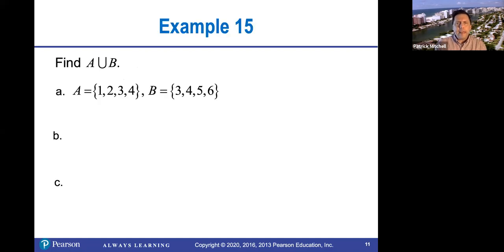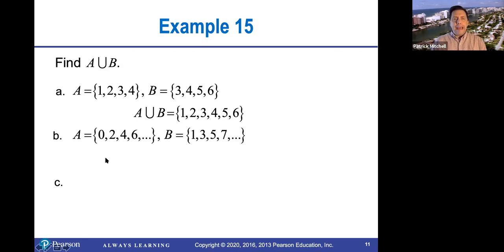All right, so using, I believe, the same sets that we were using before, now we'll find the union of A and B. So A is 1, 2, 3, 4, B is 3, 4, 5, 6. Which elements belong to A or B, or both? That would be the numbers 1 through 6, right? And remember, we don't list the elements of a set more than once. So even though the numbers 3 and 4 appear in both sets, you only list them once when you write the union.